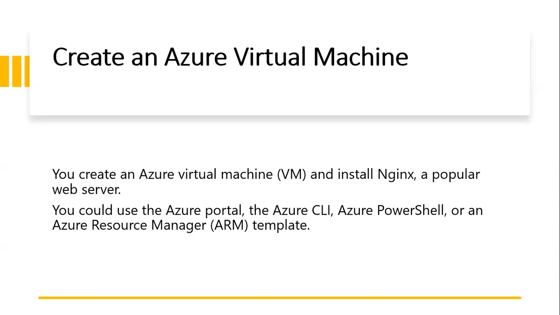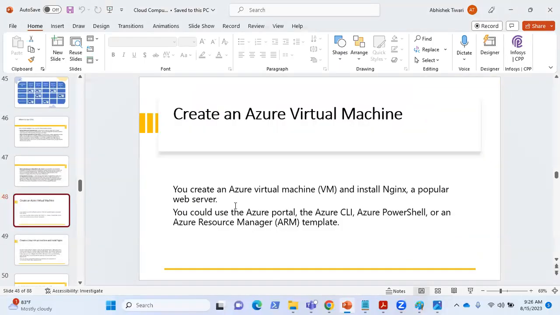Also, you can use Azure PowerShell. In PowerShell, you can start your local PowerShell from Windows and connect it to Azure, and you can run PowerShell commands. Or there is the Azure Resource Manager, ARM template. Azure provides an ARM template, and using that template, you can deploy a virtual machine or any service. So we'll be seeing all of this.